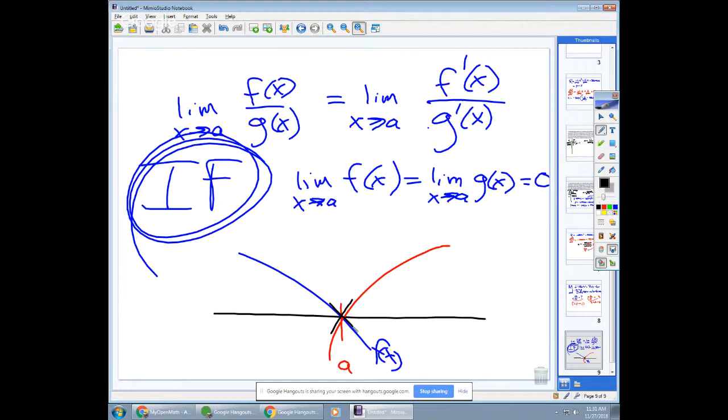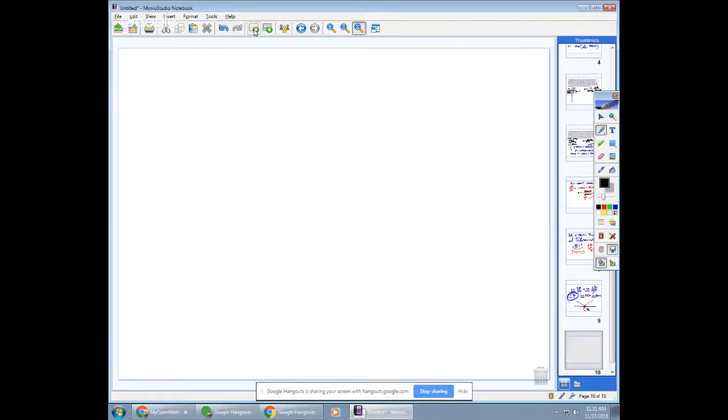So there is a proof of it. The proof just involves the limit definition of the derivative. I'm not going to do it. We're just going to apply L'Hopital's rule. So let's apply L'Hopital's rule to a couple functions we know, and then we'll go to try and apply it to some functions we don't know yet.